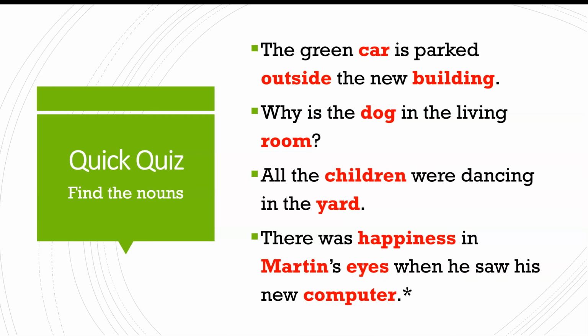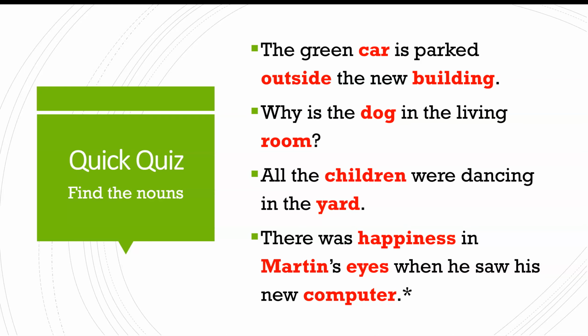First one, the sentence: the green car is parked outside the new building. Okay, 3 nouns. We have car, outside, and building. Second sentence: why is the dog in the living room? Okay, 2 nouns, dog and room. Third sentence: all the children were dancing in the yard. Okay, 2 nouns, children and yard.